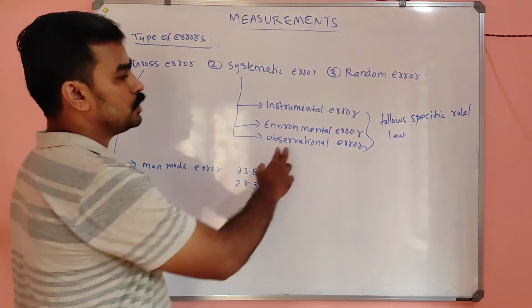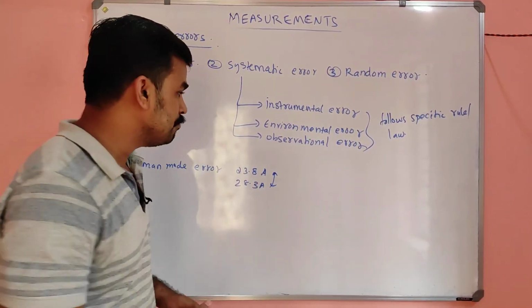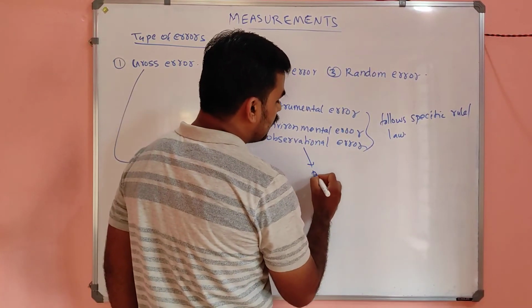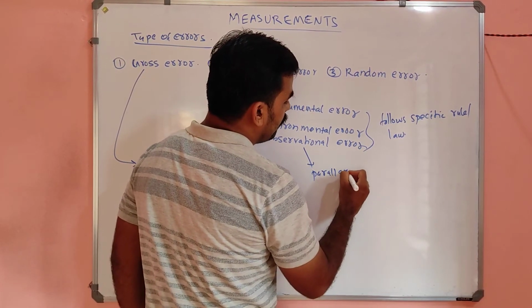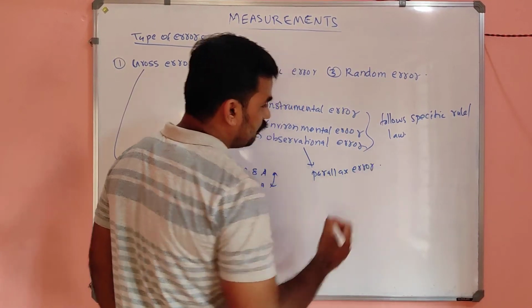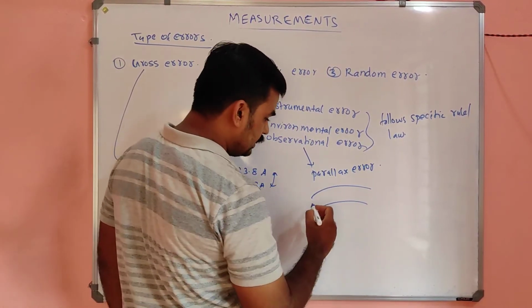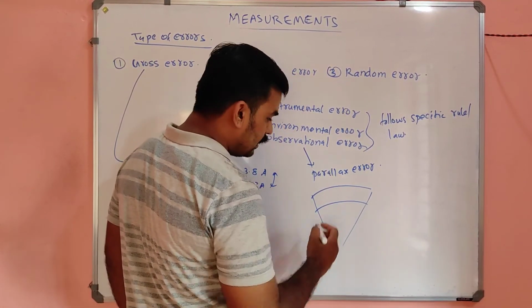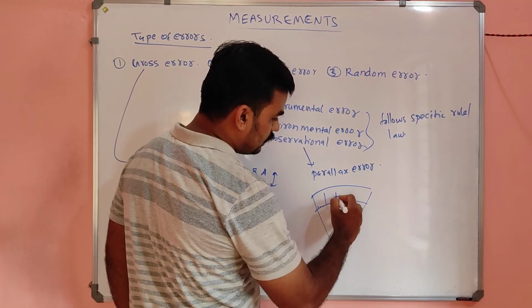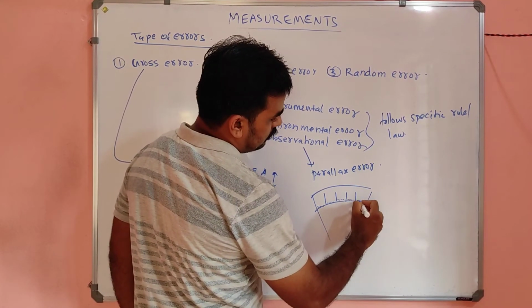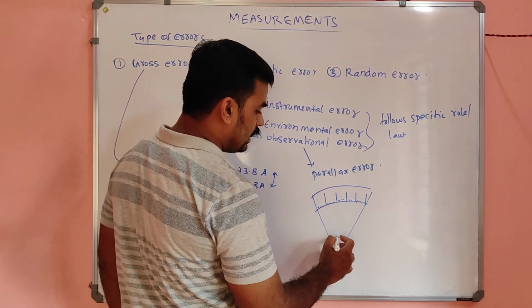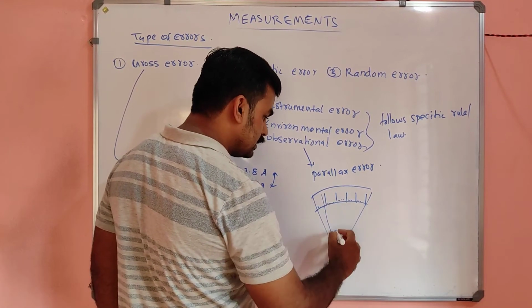Okay, another type is observational error. Very importantly, it is called the parallax error, my dear. Parallax error means, in your laboratory, this is the scale, and actually here the pointer lies.